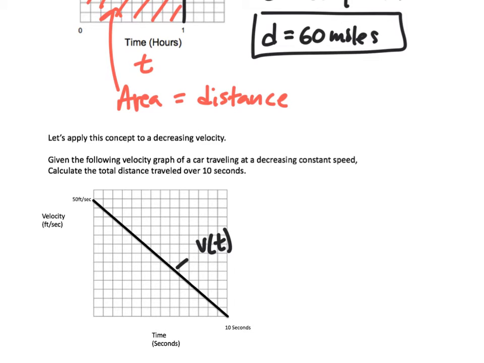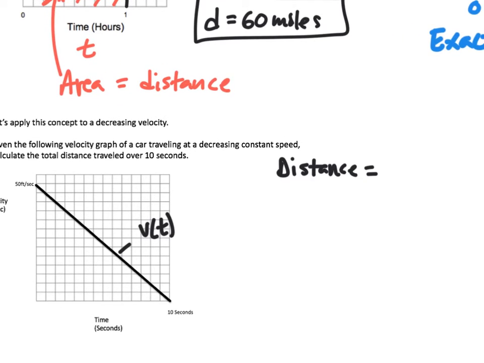And what we want to do is calculate the total distance that we travel over 10 seconds. So I just want to write this real quick: our distance is equal to the integral from 0 to 10 of our velocity function v of t dt. That's what our distance is.